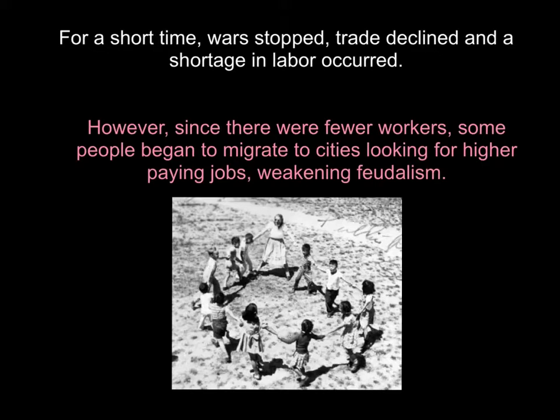The picture is an interesting picture of a bunch of kids and their teacher doing Ring Around the Rosie.